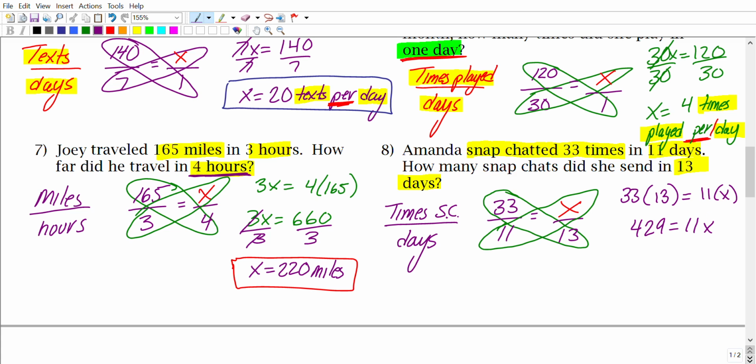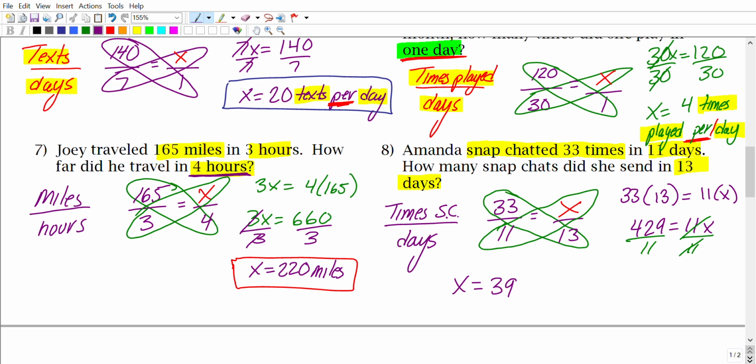Equals 11x. All right, so we have to divide that out, because we only want the x by itself. So what is our answer here? So we get x equals, actually I'm going to go ahead and write this over here on the side. So we get x equals, let's see, 429 divided by 11 is 39. So again, 39 what?